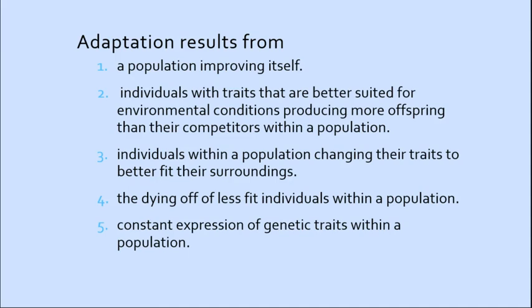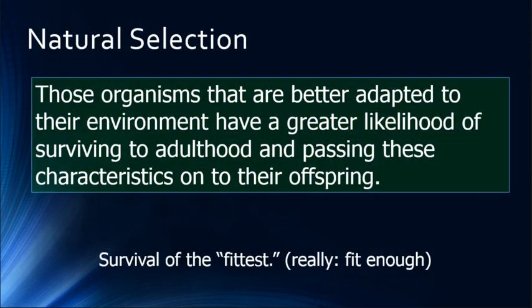Adaptation is individuals with these adaptive traits surviving and producing more offspring than their competitors, right? Than all of the others within that generation of the population. That's adaptation, okay? Now, when we put these together, you can say that what we just said, organisms that are, quote, fittest are going to have more offspring.